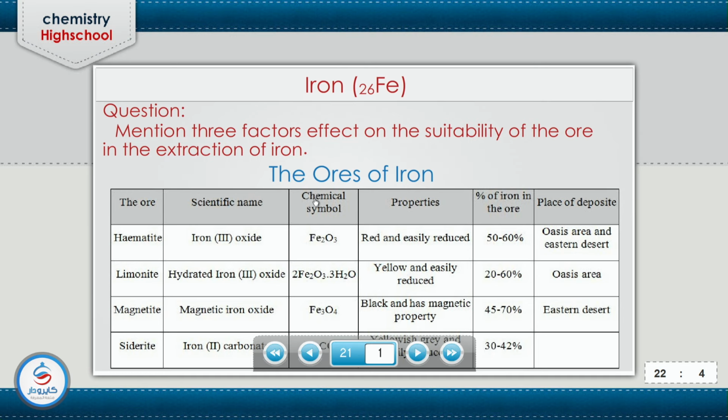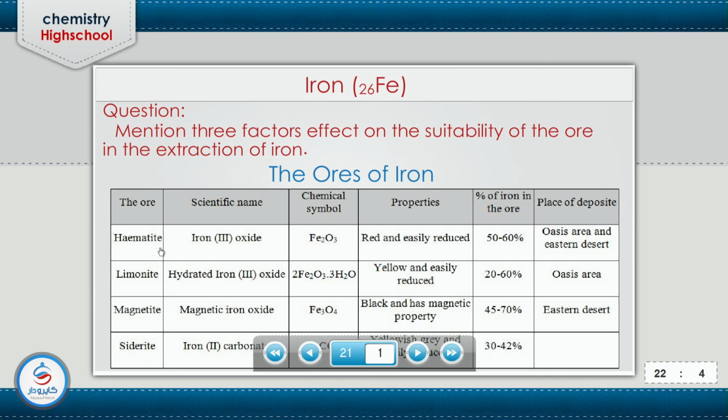Now when we look at this table, we will compare between the ores of iron. We have four types of iron ores. Number one is hematite, number two is limonite, number three is magnetite, number four is siderite. So the four ores of iron are hematite, limonite, magnetite, and siderite.